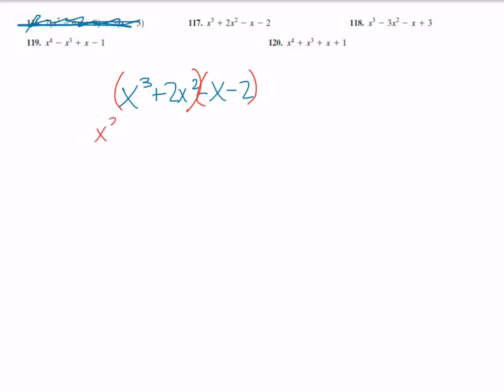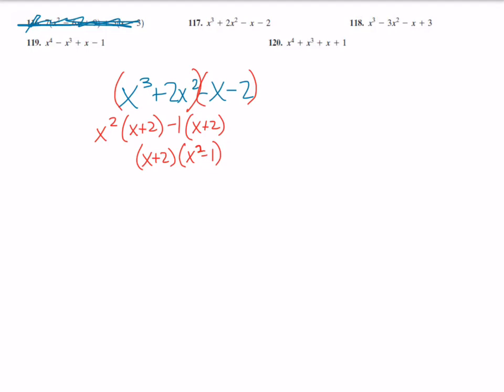In this first group, I can take out an x squared, leaving me x plus 2. In the second group, I can take out a negative 1, leaving me x plus 2. Again, the parentheses have to match, which in this case they do. Awesome. And then I would put x squared minus 1 in this parenthesis.